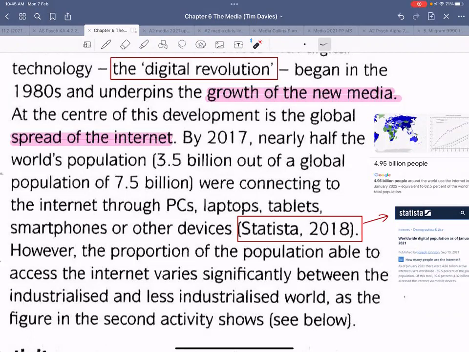However, the proportion of the population able to access the internet varies significantly between the industrialized and less industrialized world. Right. To make it more relatable for you guys, it's a simple matter: if you compare Karachi or any rural area of Pakistan, obviously in Karachi, or any big city, you would have more access to the internet as compared to a rural area of Pakistan. Likewise, for the industrialized world, the usage has been more as compared to the less industrialized world.